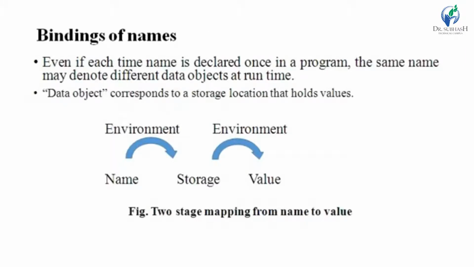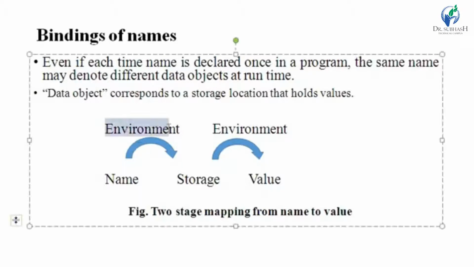Binding of names. Even if each time a name is declared once in a program, the same name may denote different data objects at runtime. So the data object corresponds to a storage location that holds values.